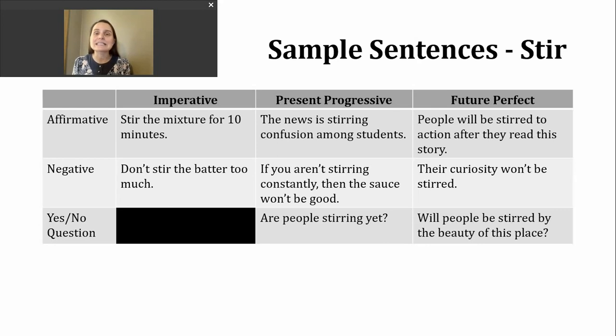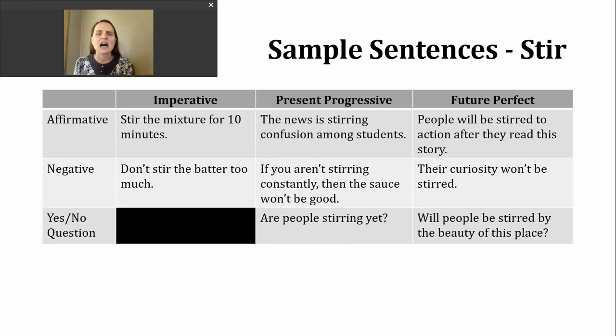This verb tense is describing something that is happening now, or an event that is in progress. To make this verb tense, we need a present form of be and then the ing form of the verb. Here's an example of an affirmative sentence. The news is stirring confusion among students.